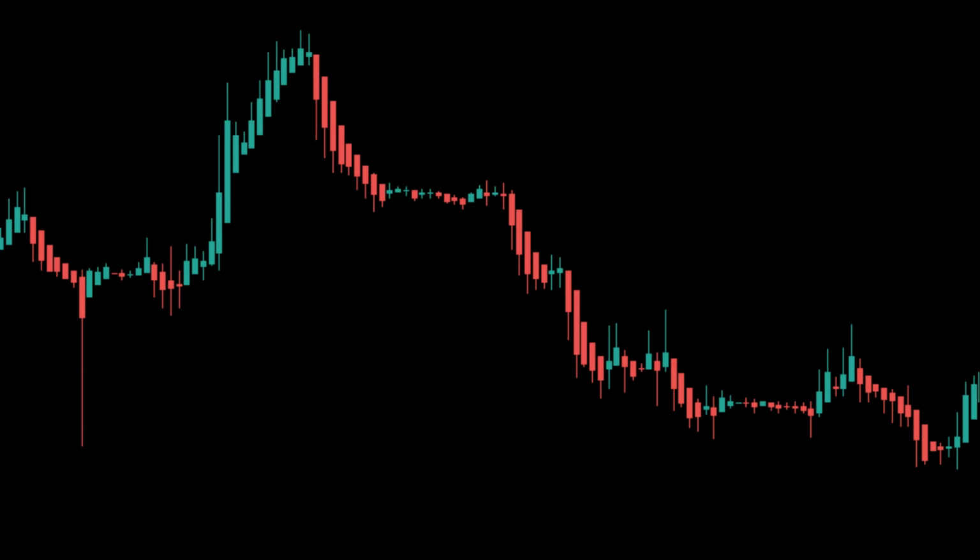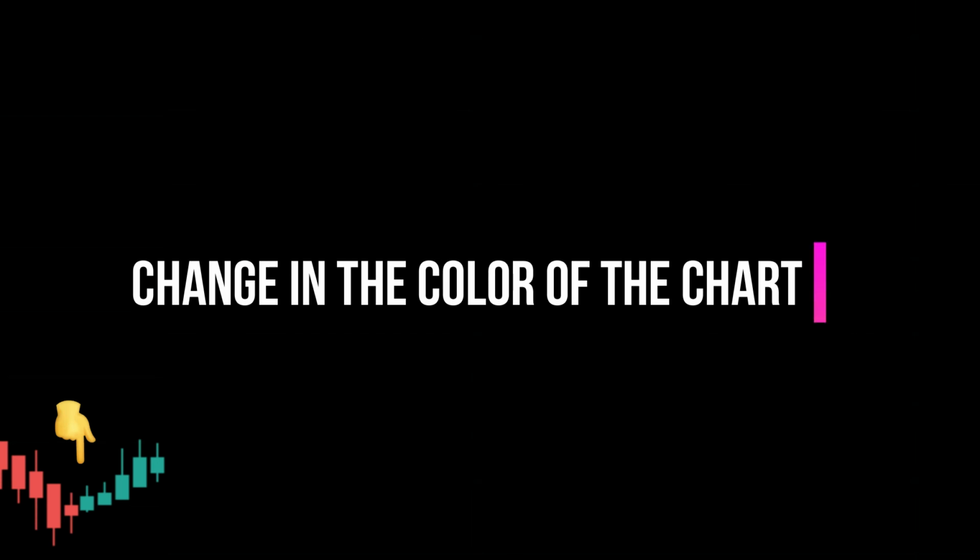Since Heiken Ashi belongs to the group of trend indicators, let's start with the corresponding signals, a change in the color of the chart, and the absence of shadows as shown in the figure. Confirmation of the trend by Heiken Ashi candlesticks. When opening a trade, we adhere to two basic rules.